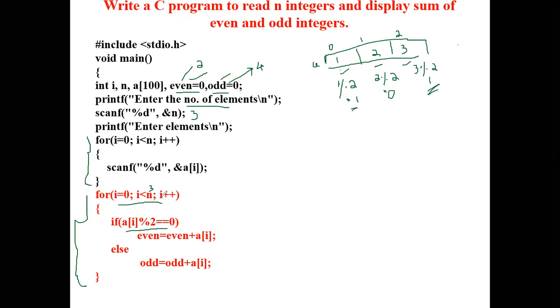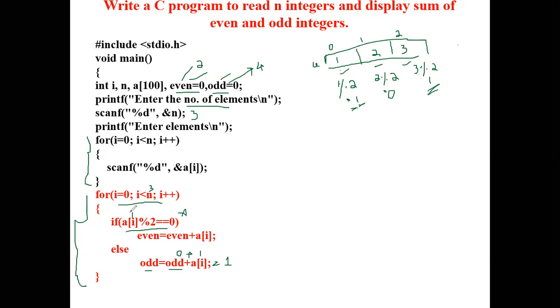Okay, so for a of 0, it is 1. 1 % 2, you get the answer 1, since it is not divisible by 2. So 1 equal to 0, the condition fails. So you go for the else part. Odd is equal to odd plus a of I. The initial value of odd is 0, 0 plus a of 0 is 1, so you're going to store 1 here. Next, I will get incremented. I will become 1.